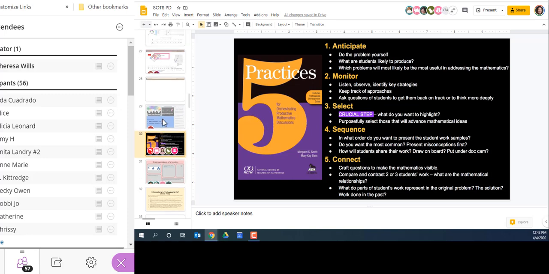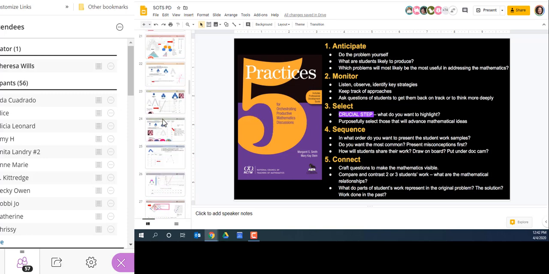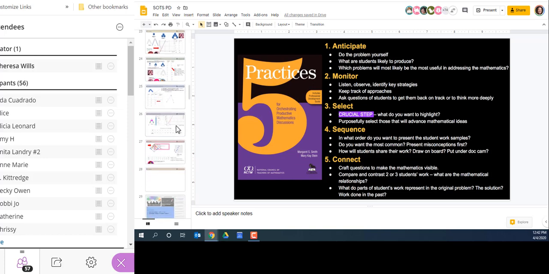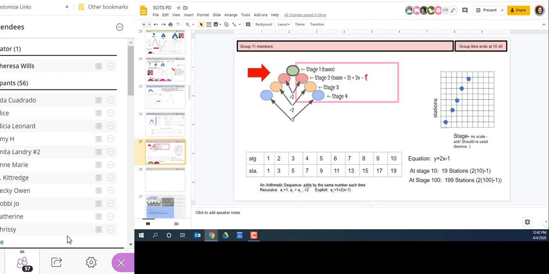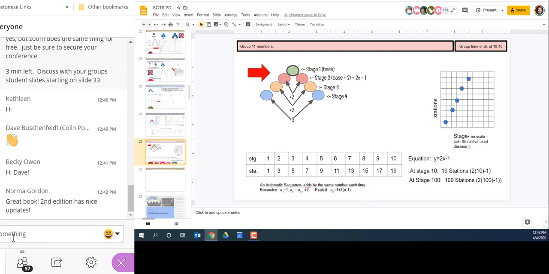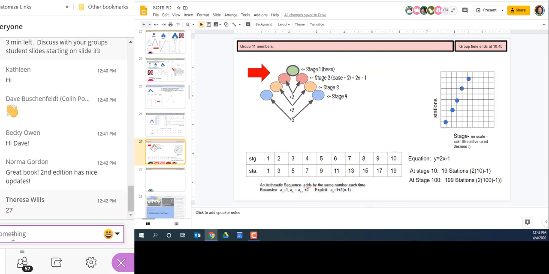Yes, there are so many updates that they do, even high school versions, elementary school versions. And we're going to start off on group 11 slide. They're on slide 27. And if this group could share with us, what were you thinking with the representation with the red arrow? What's going on here?